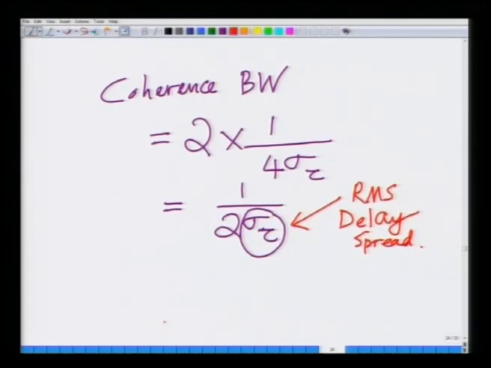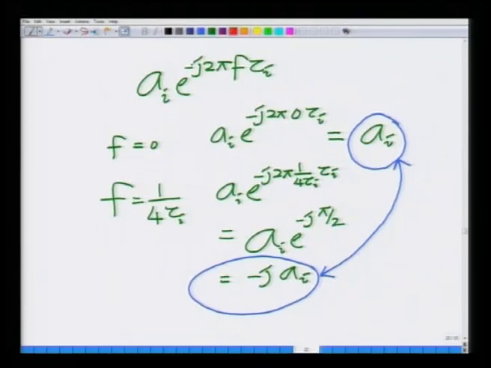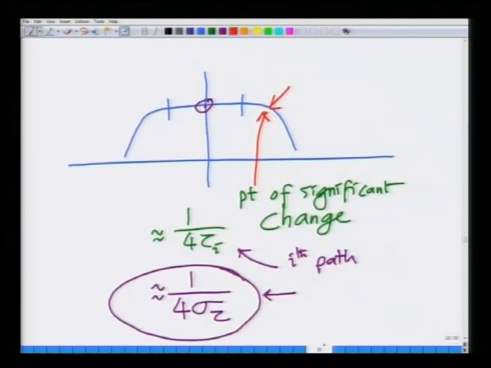Let me just repeat this argument again closely. Remember, this is only an approximate argument, it is not an exact argument. Let us look at the frequency response. The frequency response contains components which are a_i e^(-j 2 pi f tau_i). At f equals 0, this is a_i. At f equals 1 over 4 tau_i, this is j a_i or minus j a_i. So, it has changed significantly from f equals 0 to f equals 1 over 4 tau_i. Hence, the point of significant change of this spectrum is approximately 1 over 4 tau_i for the ith component.